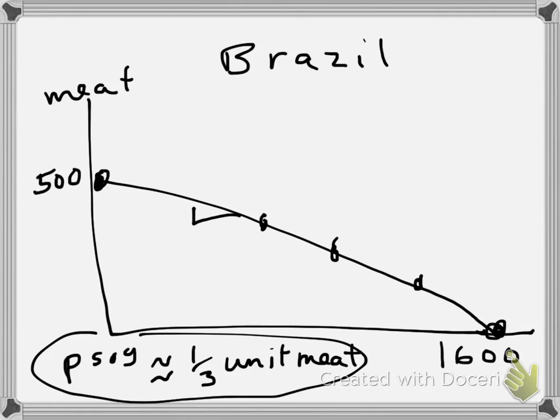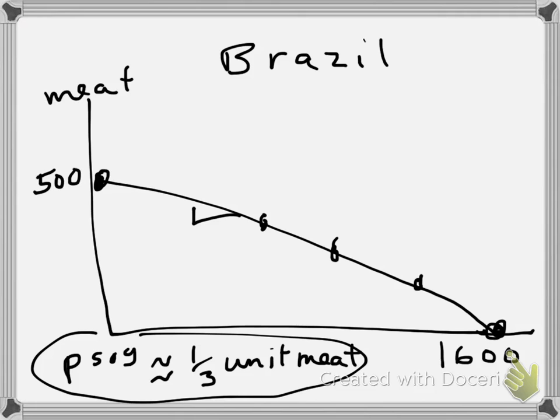So now we see that the price of soy in Brazil, 1/3 unit of meat, is lower than the price of soy in Argentina, which was 1/2 of a unit of meat. So the price of soy is lower in Brazil. In Brazil, soy is cheap. Soybeans are cheap. And that's the same thing as saying that Brazil has a comparative advantage in soybean production, which is what we established by our intuition earlier.